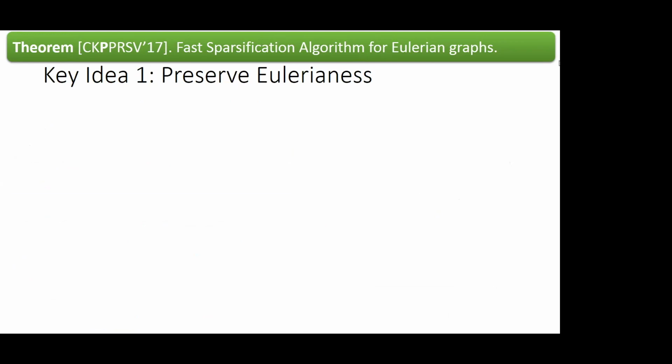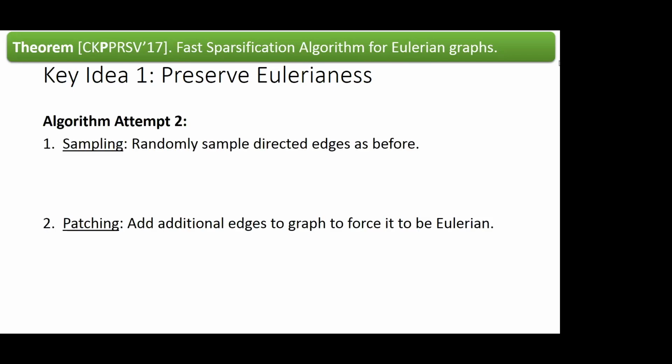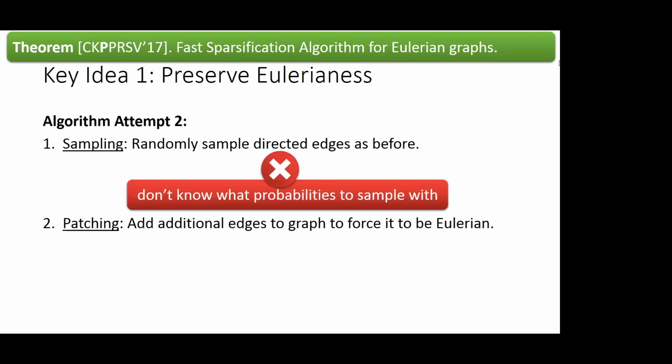And so that's just the following key idea. Since the lack of Eulerianness seemed to be the cause of problems from each of the perspectives we looked at the graph from, we should explicitly preserve Eulerianness. So now in a second attempt at an algorithm, we can randomly sample directed edges like we did before. But now after we do that, we can do a patching step where we add additional edges to the graph in order to force it to be Eulerian. There are problems with this. First, we still don't know what probabilities to sample with, in order to make the number of edges we need to sample not huge.